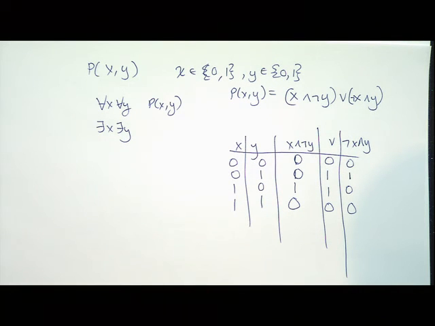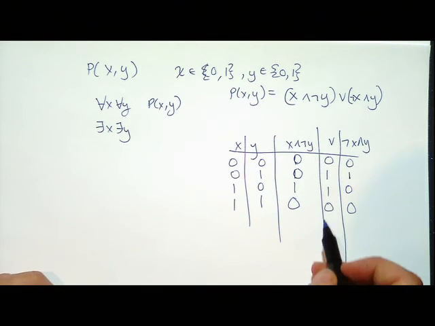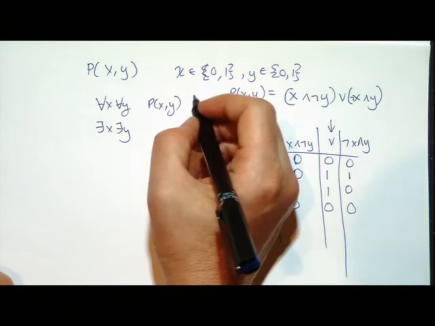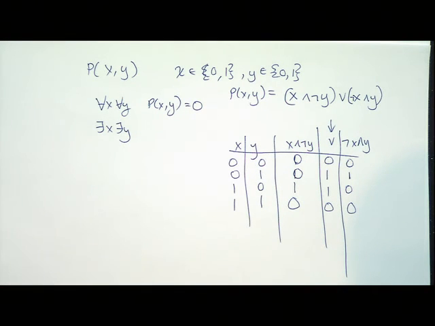So now I can check, if I check for all x, for all y, P of x, y, I'm actually looking at this final column because that is the final output of this function. And I'm checking to see, is it all ones? Well, that's not, so let's put 0 for that.